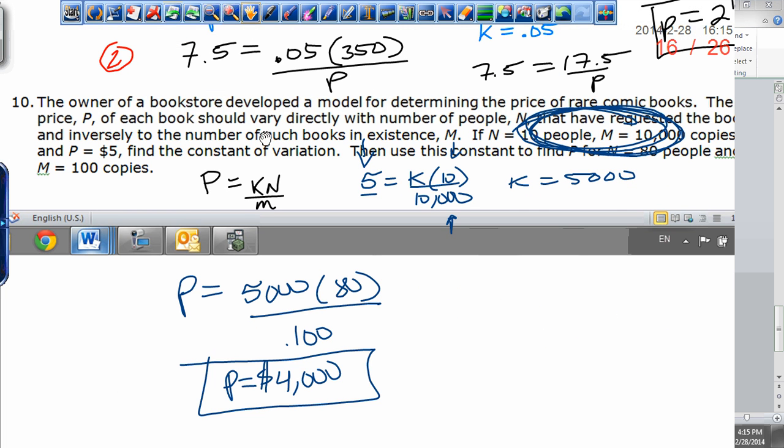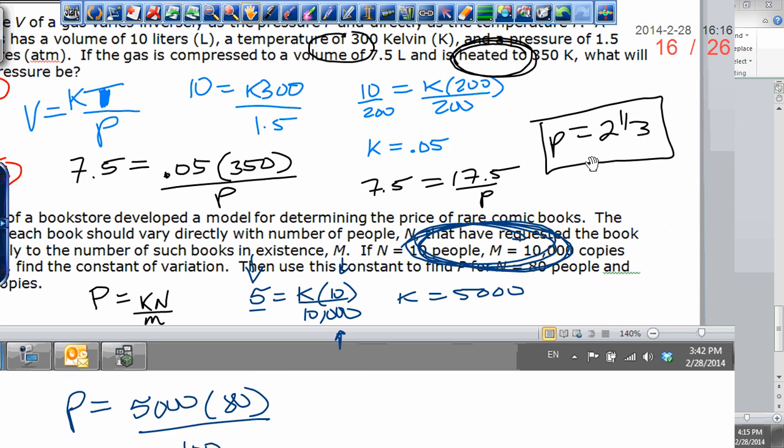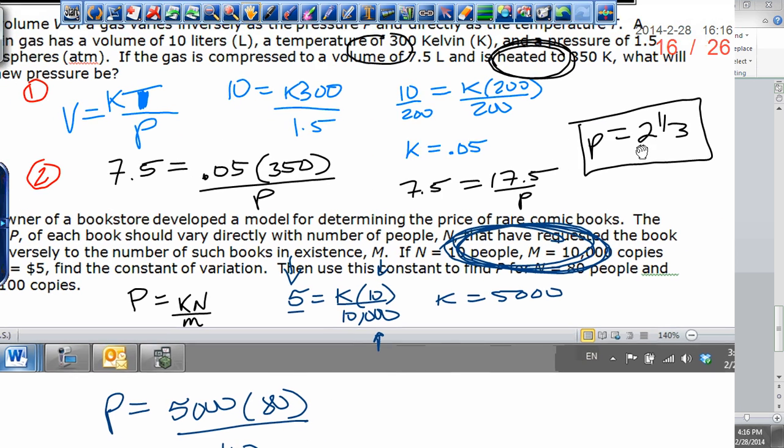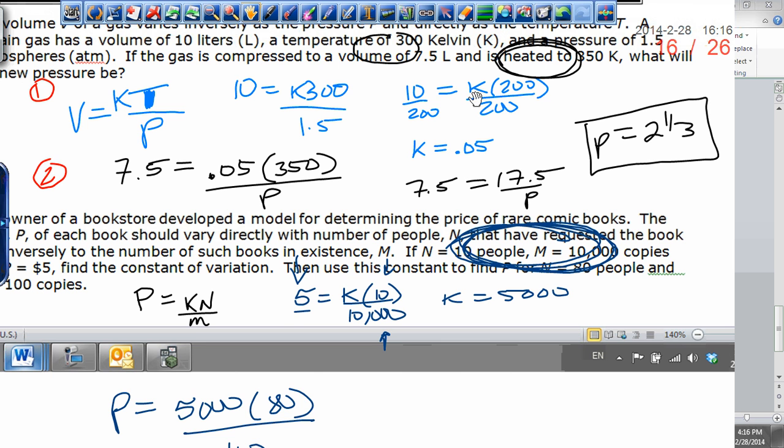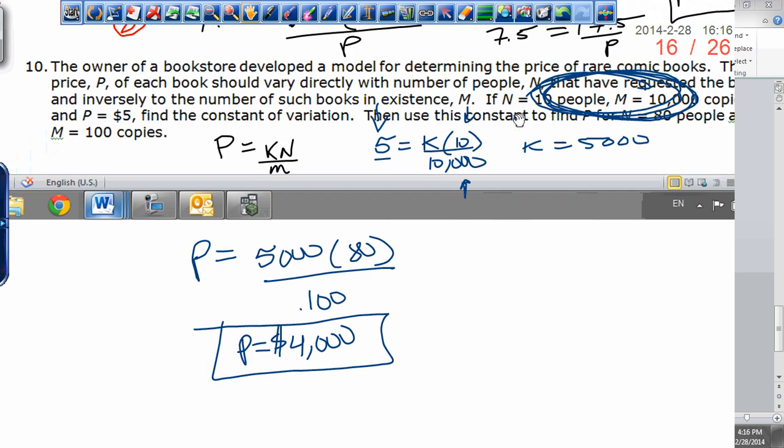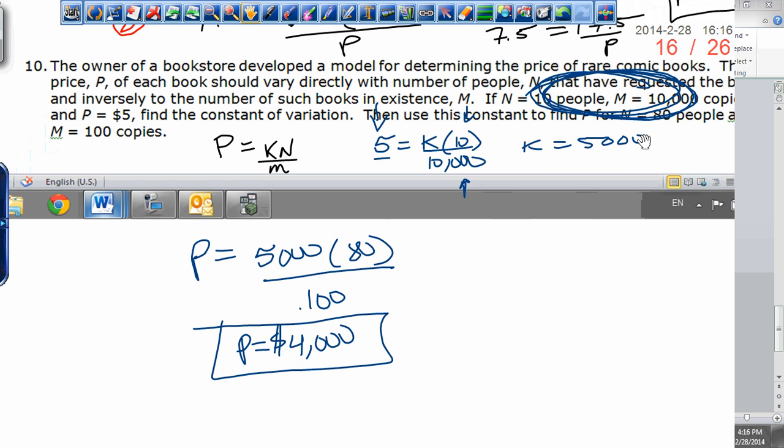Okay, so number 9, our answer is 2.333 or 2 1/3. There's all my work. Feel free to pause it. Step 1 was figuring out what k was. Step 2 is just plugging it in. And then number 10, figuring out what k is. Step number 1 is 5,000, then plug it in and you get 4,000.